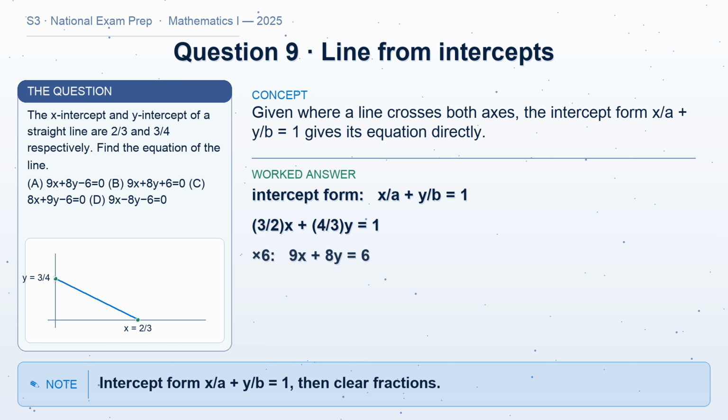Multiplying every term by 6 clears the fractions, giving 9x plus 8y equals 6. Bringing everything to one side, 9x plus 8y minus 6 equals 0. The answer is option A.